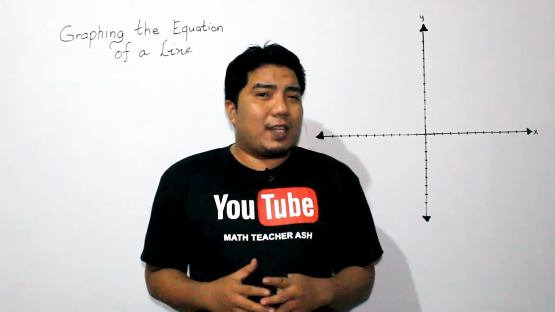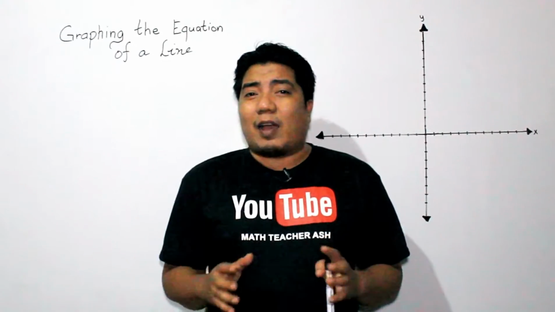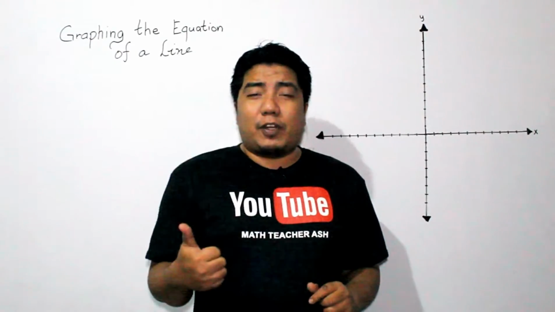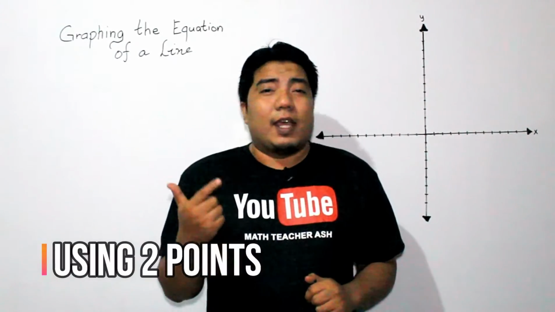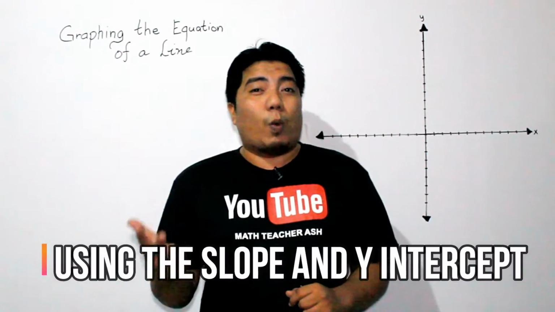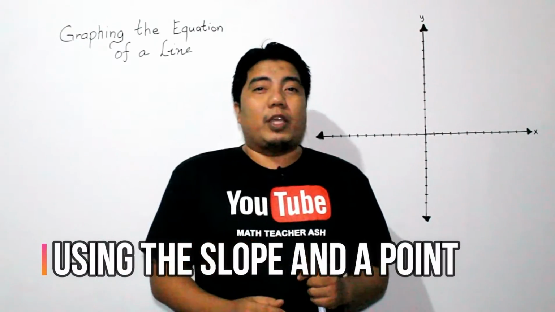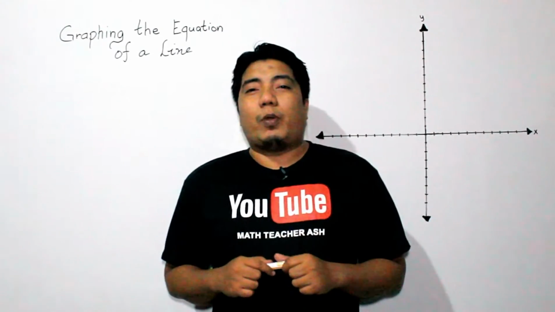Now, as what I've said in the introduction, we will use four different scenarios in graphing the equation of the line. The first is by the use of two points. The second is the x and y-intercepts. The third is the slope and the y-intercept. And the fourth is the slope and a point of that certain linear equation.